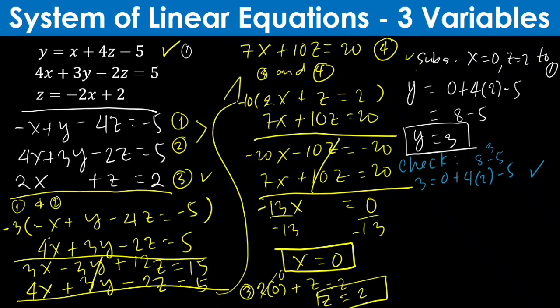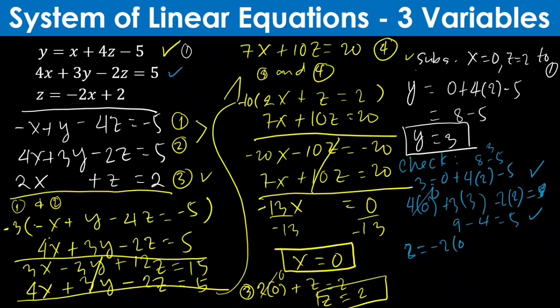And the second equation: 4 times x is 0, plus 3 times y is 3, minus 2 times z is 2, plus 5. Let's continue solving it. This is 0, that's 9 minus 4, which gives us 5. Okay, it's true, that's equal to 5 there. Then z is 2: 2 equals negative 2 times x, which is 0, plus 2. That means 2 equals 2 because that's 0 there.